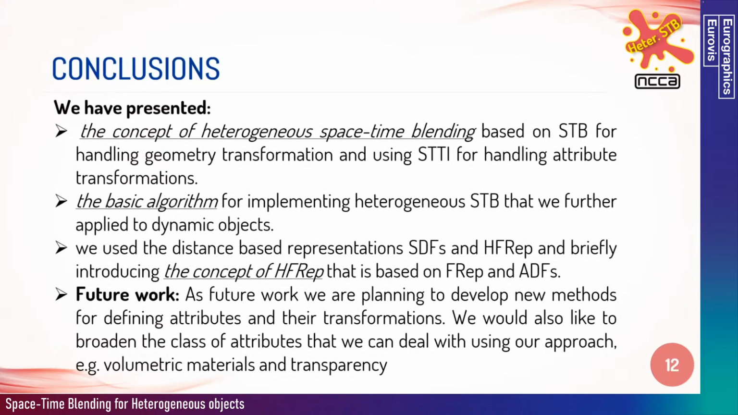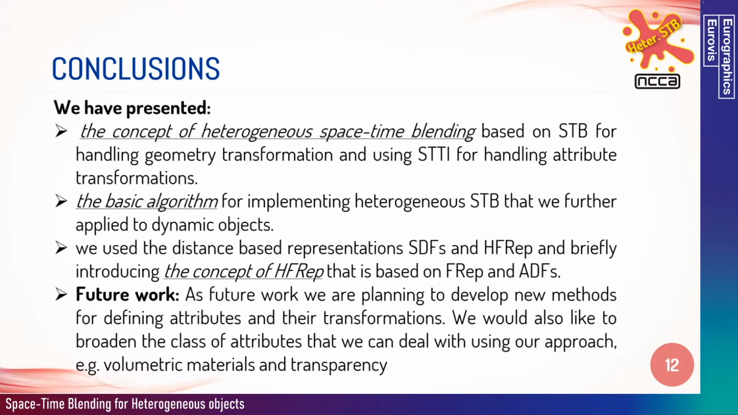In this work, we have presented an extended version of the spacetime blending method that could handle both geometry and attribute transformations simultaneously and interconnectedly. The attribute transformation is conducted using spacetime transfinite interpolation that also happens in the same higher-dimensional STB space. We have described the basic algorithm for defining heterogeneous STB that we further applied in the 4D Cubism application.